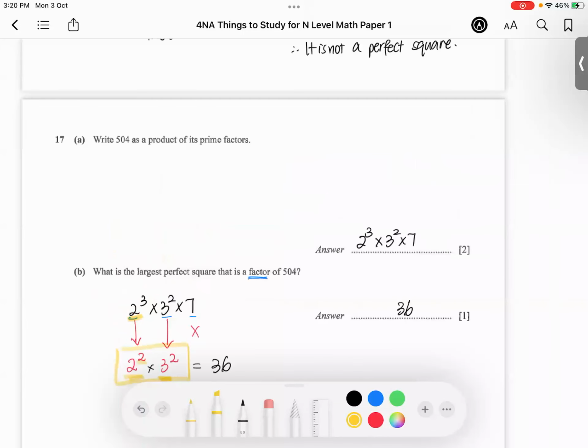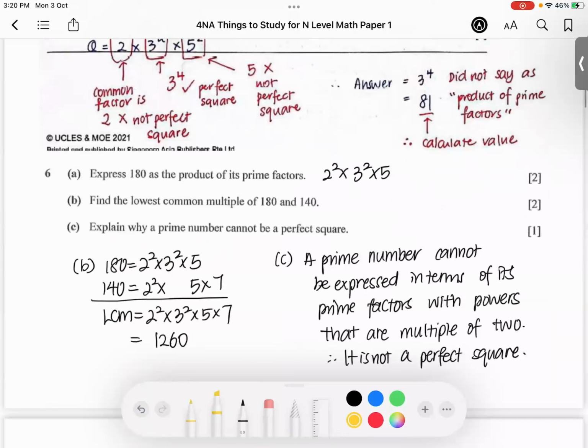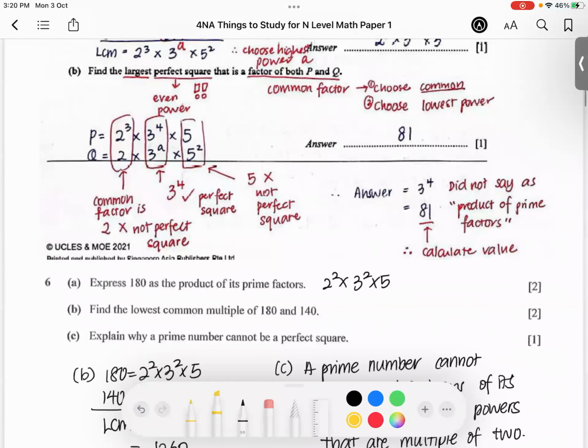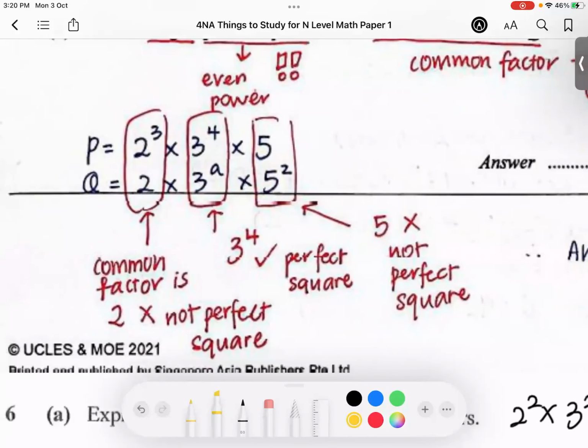Taking this concept, now let us take a look. Find the largest perfect square that is a factor of both P and Q. So I'm going to look at P and Q itself, the factors. But it must be a factor of both, so I must look at whatever is common. 2 cube and 2, what is common? The common factor is only just 2, but this is not a perfect square.